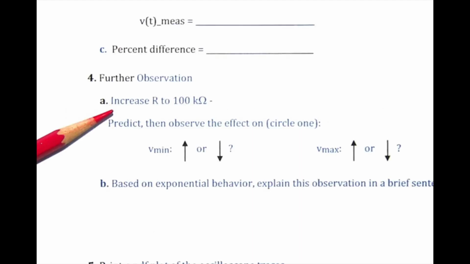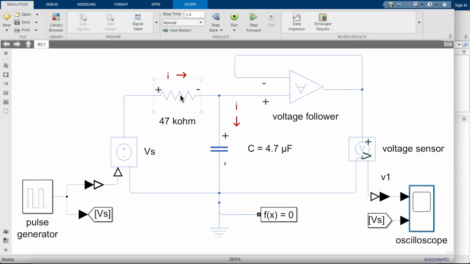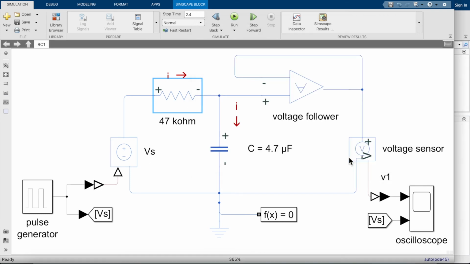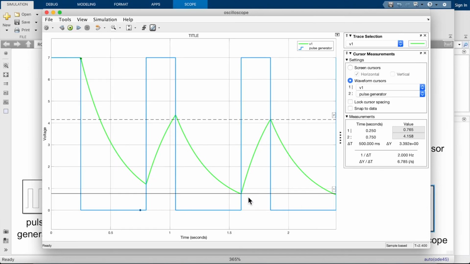Now to finish up, let's do one further observation of this model. Go to the resistor and change its value from 47 kiloohms up to 100 kiloohms, more than double it. Save that. But before you actually run it, try to predict what you think is going to happen to the oscilloscope traces. What's going to happen, do you think, to the minimum value at the end of the declining period here? Will it go up or down compared to before you made the change in the value of the resistance?